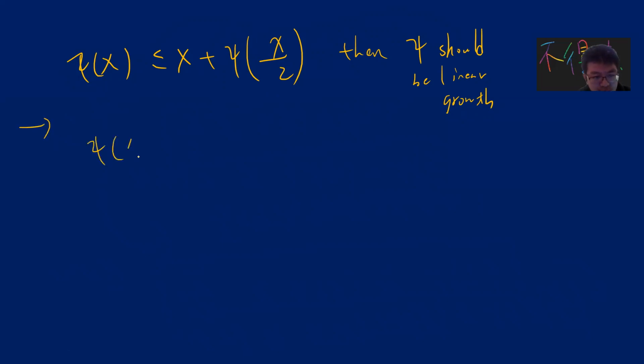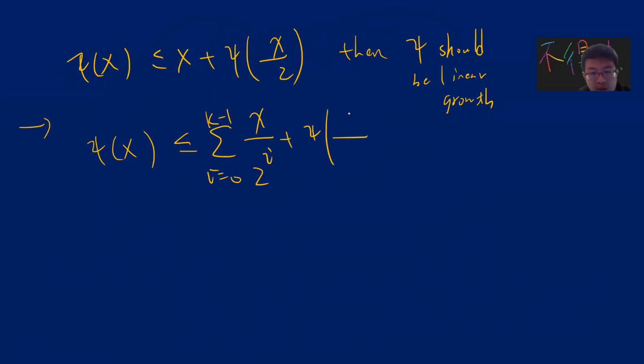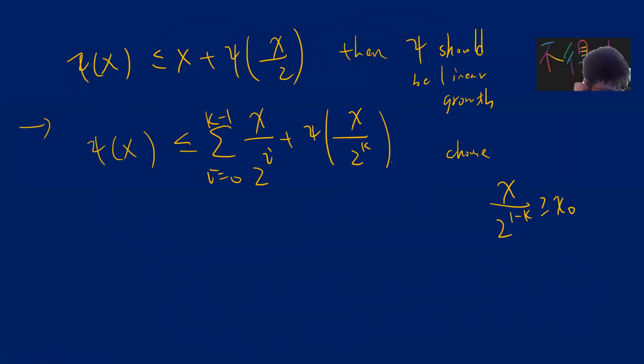Okay, so let's just try to prove it. You can write psi of x less or equal to, you just keep using this inequality multiple times, then you can get this, with x divided by 2 to the k. Let me choose some fixed x zero such that x divided by 2 to the k minus 1 is greater or equal to x zero. I choose k to be the maximum number such that when I divide by another 2, it becomes smaller than x zero. So this is k minus 1, and x divided by 2 to the k is less than x zero.